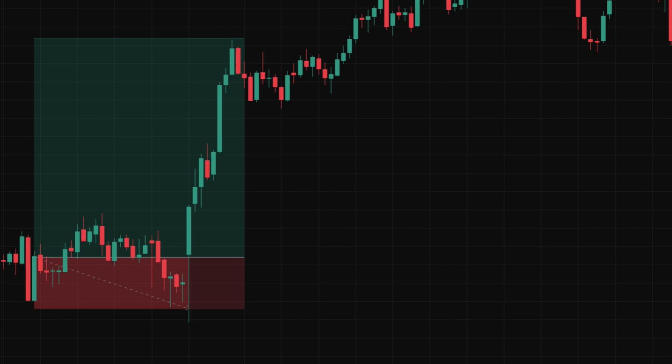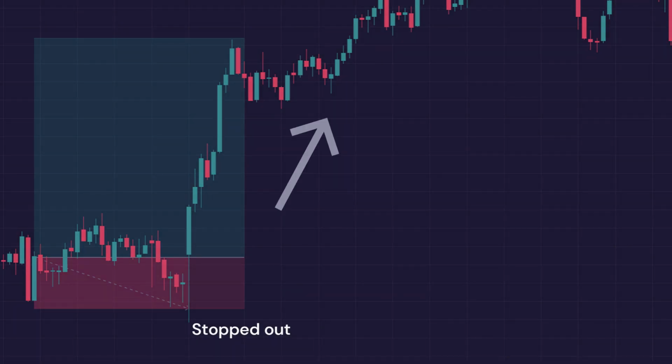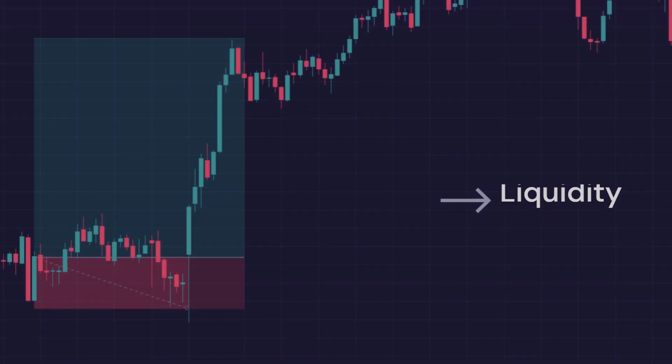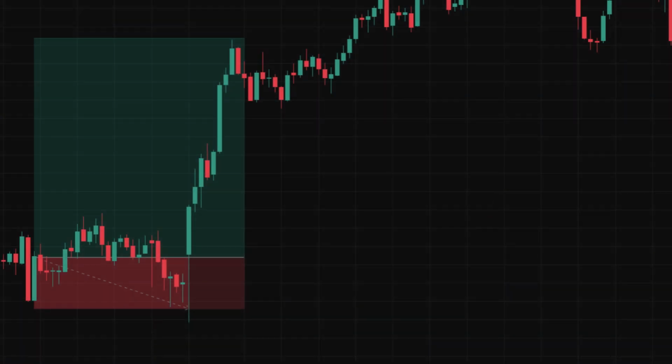Have you ever entered a trade, got stopped out, and then watched the price move exactly in your direction? That's not bad luck, that's liquidity. In the next 5 minutes, I'll show you how the market actually traps traders.